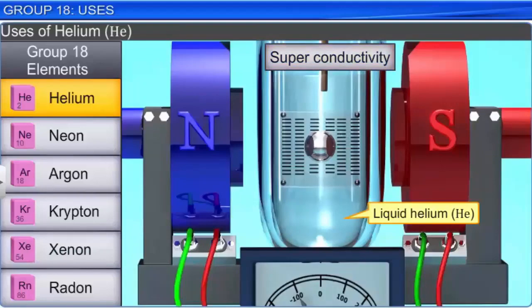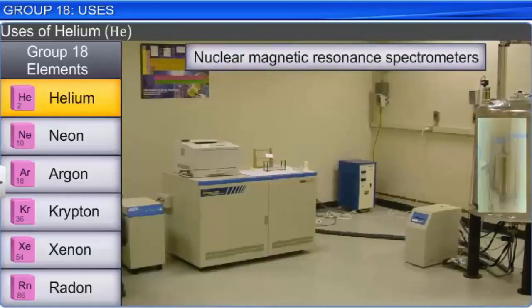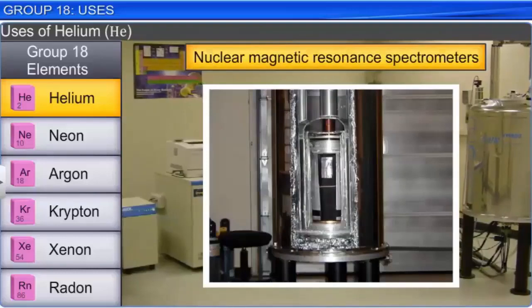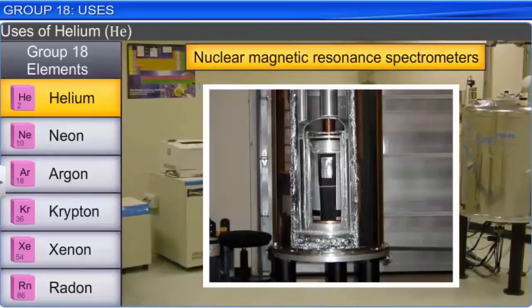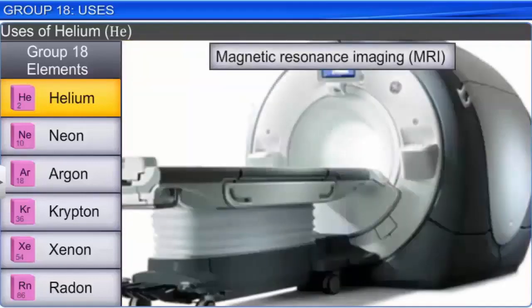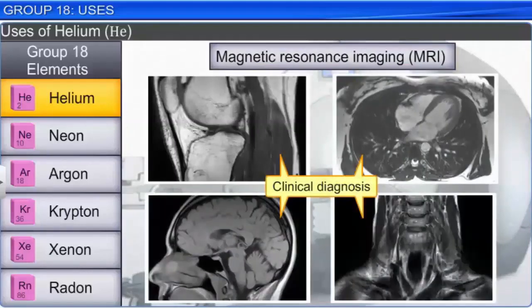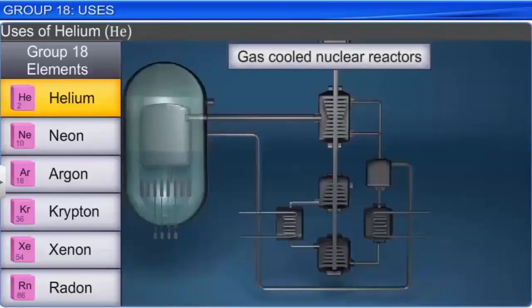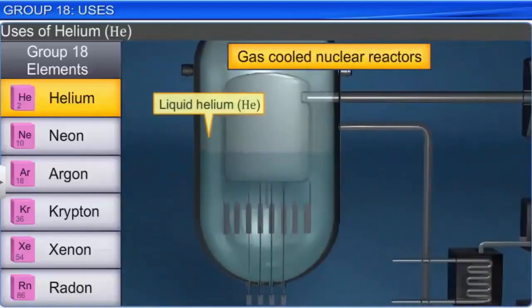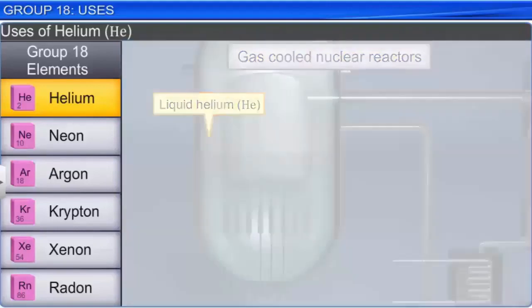Liquid helium is used to cool the superconducting magnets used in nuclear magnetic resonance spectrometers. Liquid helium is also used in the medical field to cool the superconducting magnets that are essential components of magnetic resonance imaging (MRI) systems. You know that MRI systems are used for clinical diagnosis. It is used as the cooling gas in gas-cooled nuclear reactors and as a flow gas in gas-liquid chromatography.